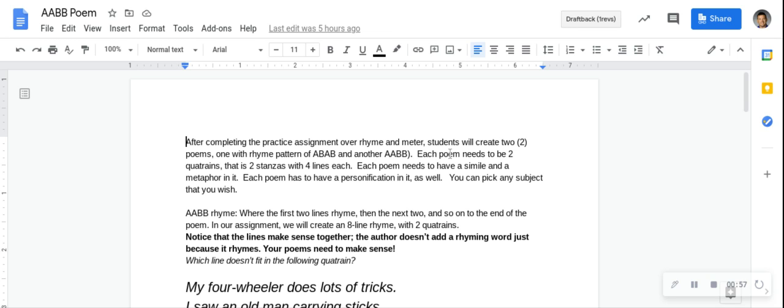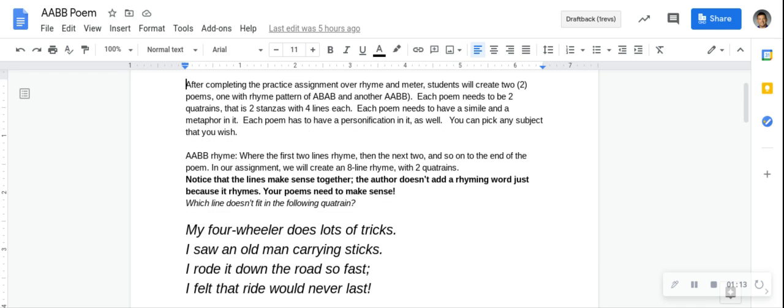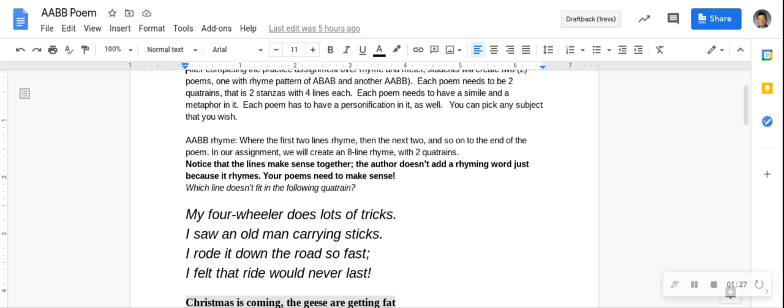So after completing this practice assignment over rhyme and meter, students will create two poems, one with the rhyme pattern of AB, AB, and another with AABB. So on this one, you'll do an AABB poem. Each poem needs to have two quatrains. That means 4 lines, 2 sets of 4 lines. That's 2 stanzas with 4 lines. We'll see some examples here in a minute. Each poem needs to have a simile and a metaphor in it.